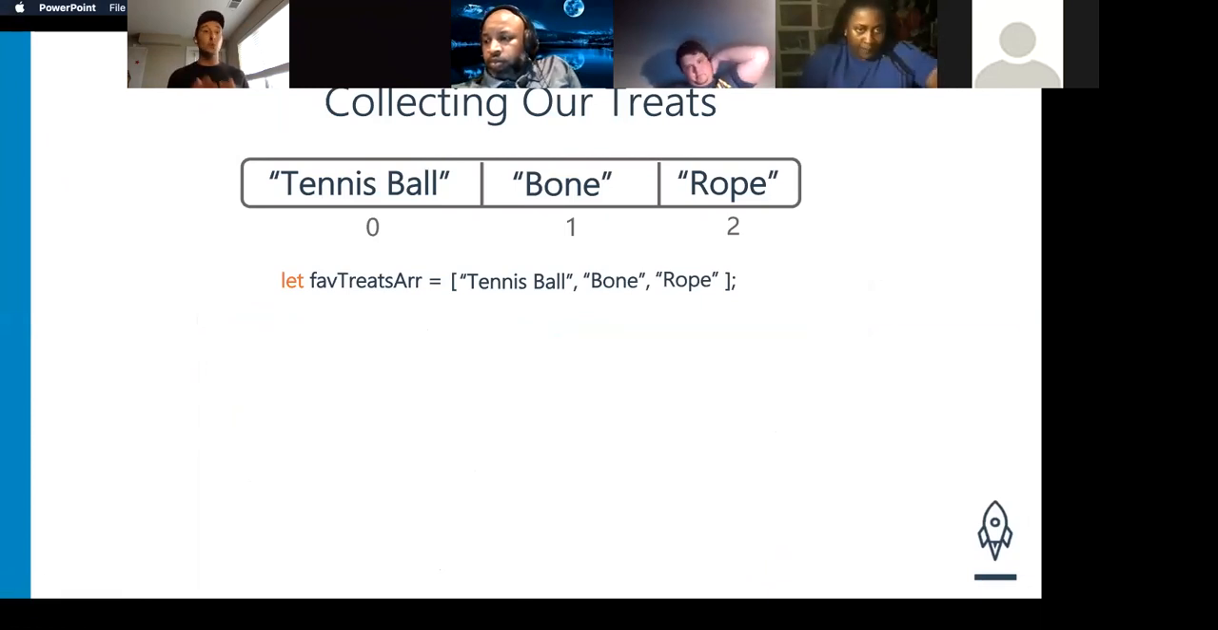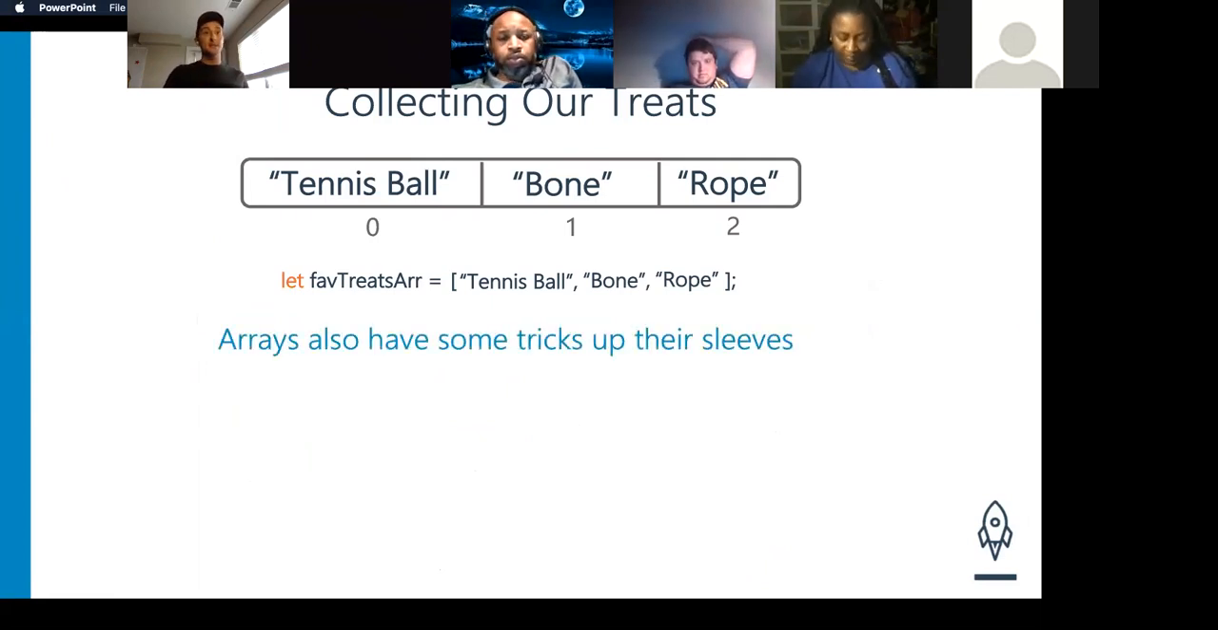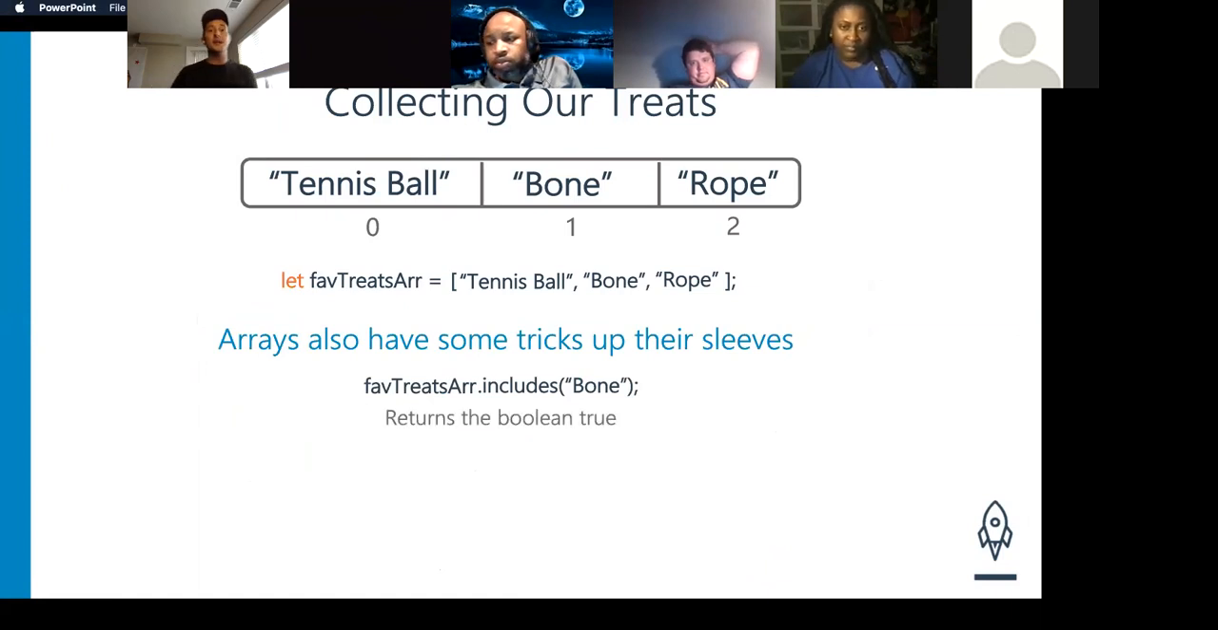Final thing I wanted to show you is that they do also have tricks up their sleeve. Kind of already went over some of them. Arrays have specific functions that we want to use. The first one being the includes. This one is going to return a Boolean, whether or not something is actually contained inside of the array. Dot includes. Someone already asked, do we put anything inside those parentheses? We absolutely do. This function is going to ask, what exactly are you looking for? In this case, we're looking for bone. This one will return true because the value of bone is at index one.